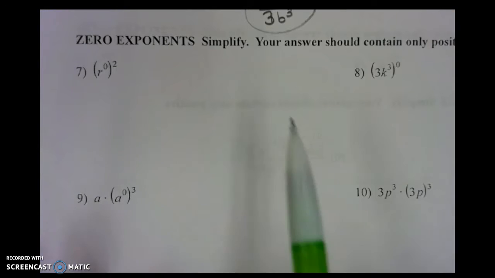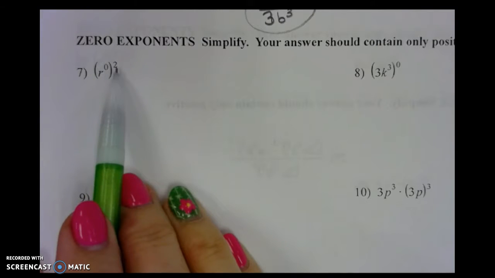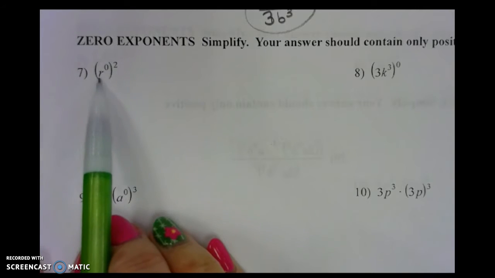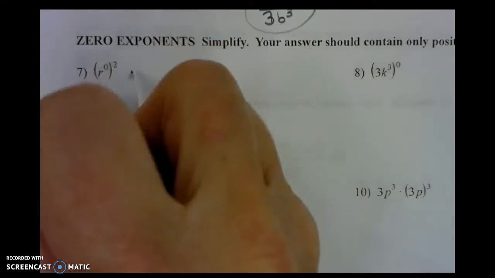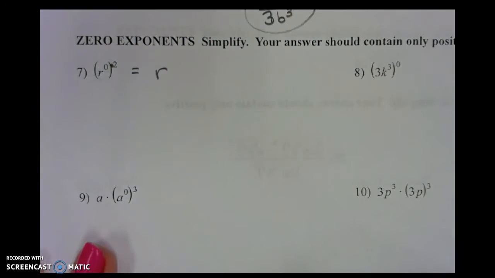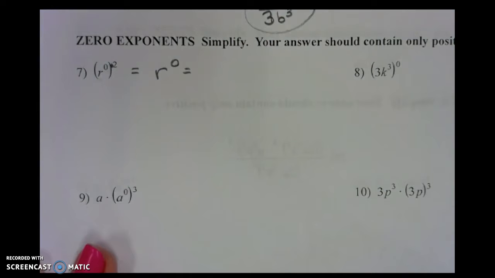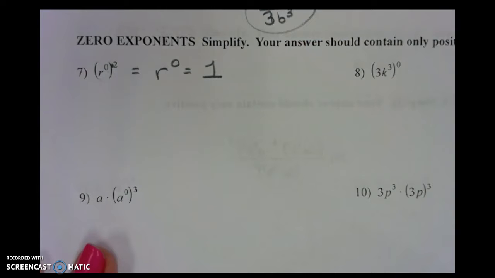0 exponents are next. We've got r to the 0 squared. You have 2 options on this problem. You can deal with the 0 exponent first, or you can use that power rule and combine these exponents. I'm going to use the power rule. I'm going to keep the base. I'm going to multiply 0 times 2, and 0 times any number is always 0. And any base with an exponent of 0 is just 1. And that is the answer on number 7.